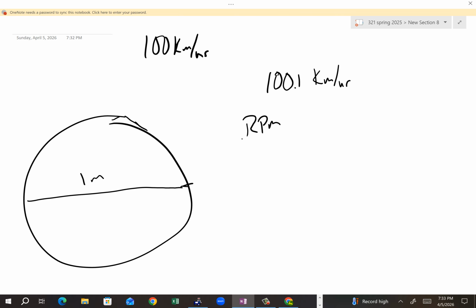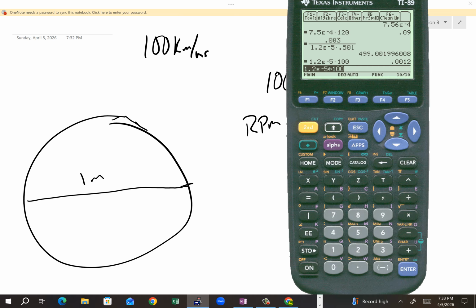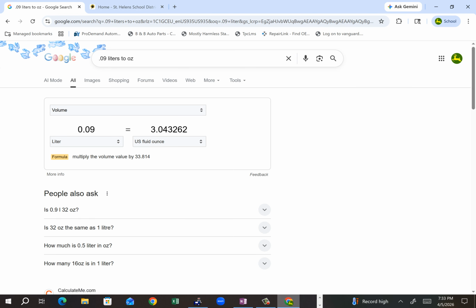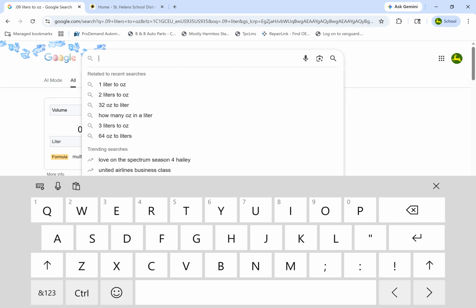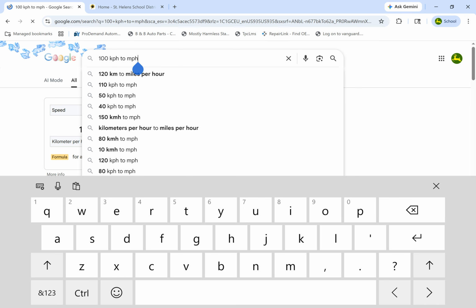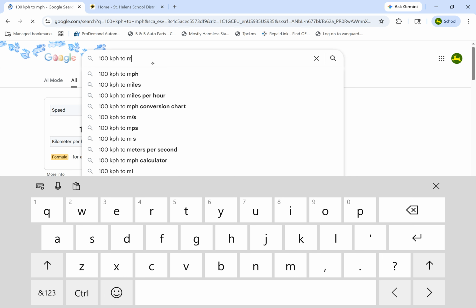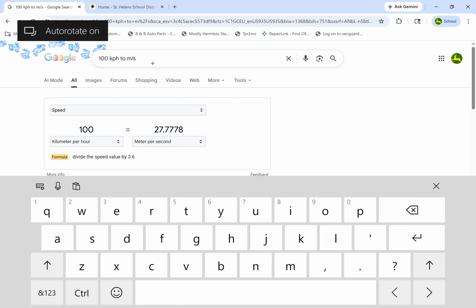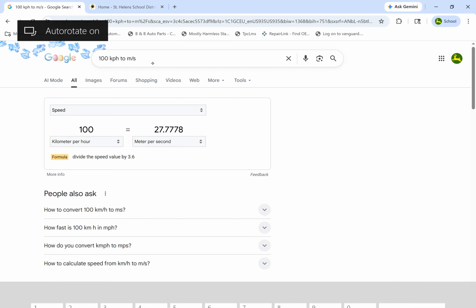So 100 kilometers an hour, we need that in meters per second, I think is what we really need. Let's do it on the calculator over here. 100 kilometers an hour. Not miles per hour, meters per second. 27.7777, sweet. 27.777 meters per second.